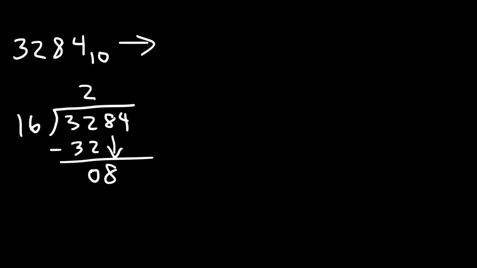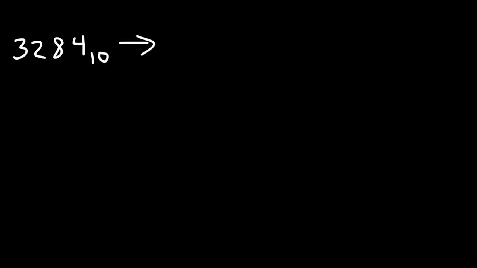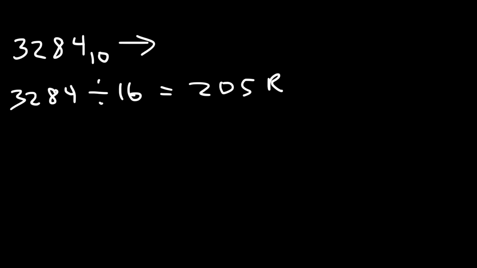Now how many times does 16 go into 8? 16 goes into 8 0 times. 16 times 0 is 0, and so we still get a difference of 8. So now we need to bring down the 4. How many times does 16 go into 84? 16 goes into 84 5 times. 16 times 5 is 80. And so we get a remainder of 4. So it's going to be 205 remainder 4. So then we write this. 3284 divided by 16 is 205, remainder 4.